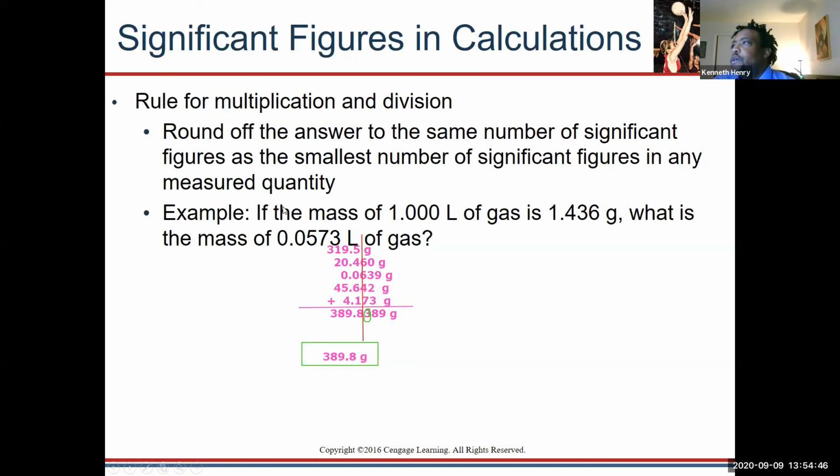Okay, so clear. Okay, so if the mass of 1.000 liters of gas is 1.436 grams, what is the mass of 0.0573 liters of gas?